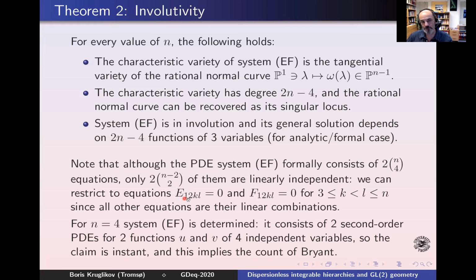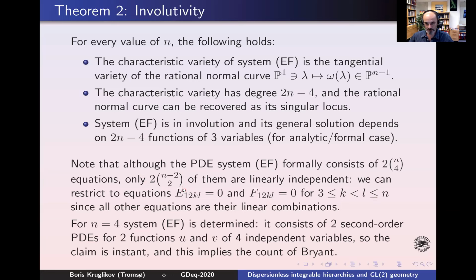So basically, we can fix the first 2 indices to be, for example, 1, 2, and let the other 2 indices run. It means that they will run from 3 to n. And similarly for F. Okay, so that's the degree of overdeterminacy. We have that many PDEs of second order on 2 variables.